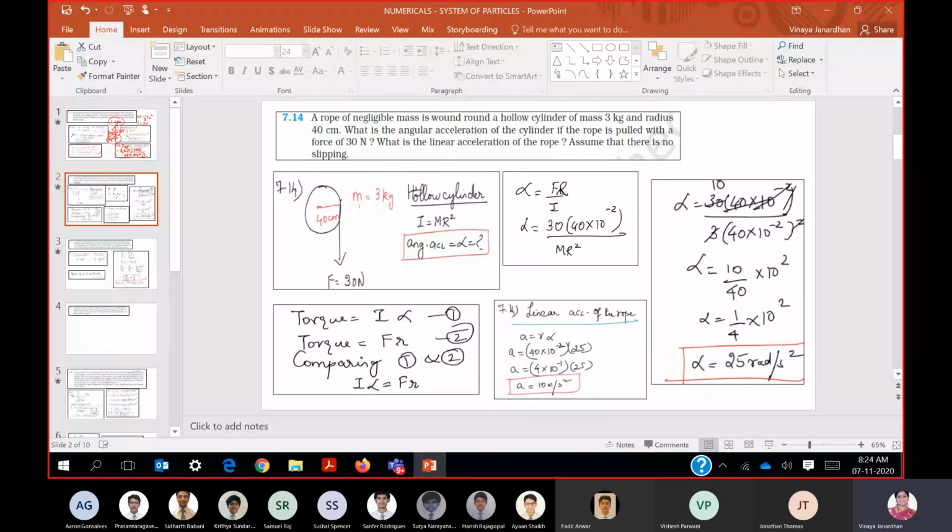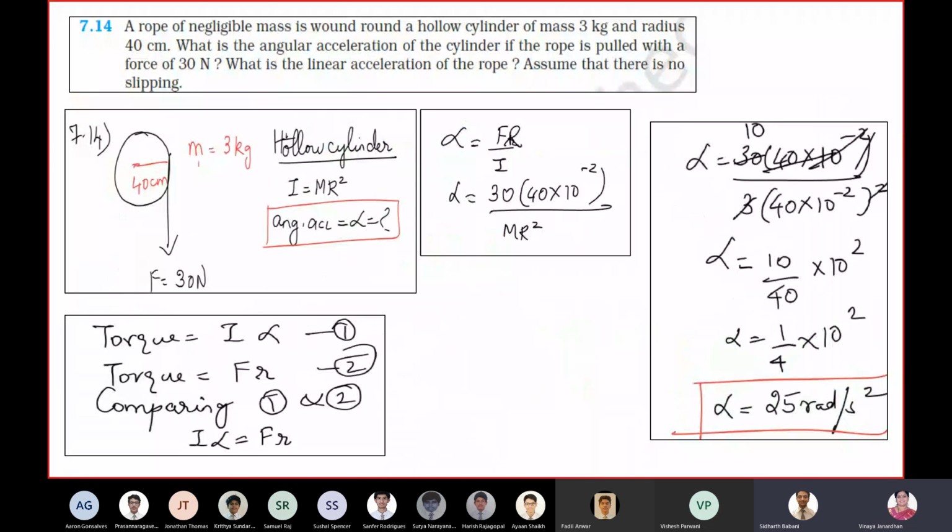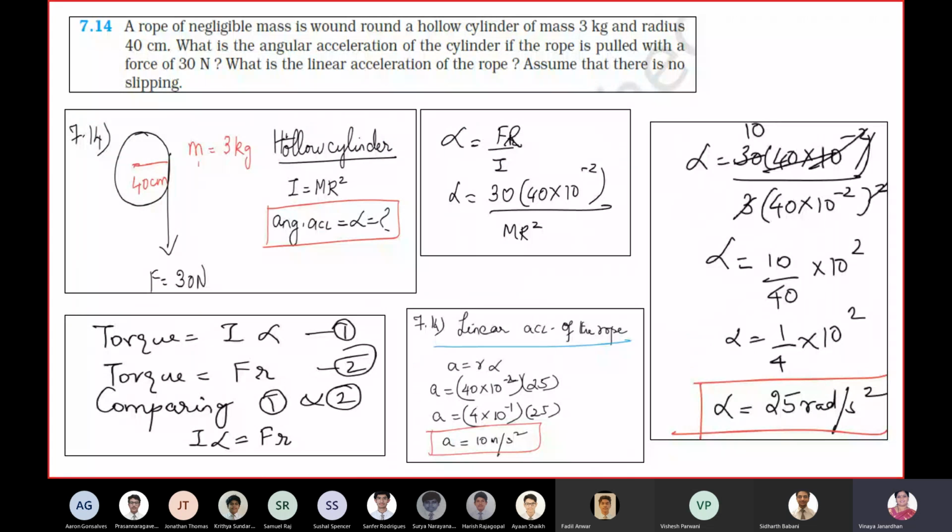Ma'am, we can find that using F equal to ma also, right? Yeah, you can find F is equal to m into a, but how will you get a? Mass is given, right? So what is the force? 30 by 3. Can you just check? 30 upon 3. Oh yeah, correct. You can find that way also. Once you have completed, let me know, boys. I'll move on to the next one.